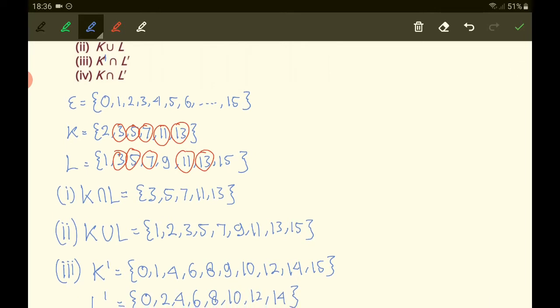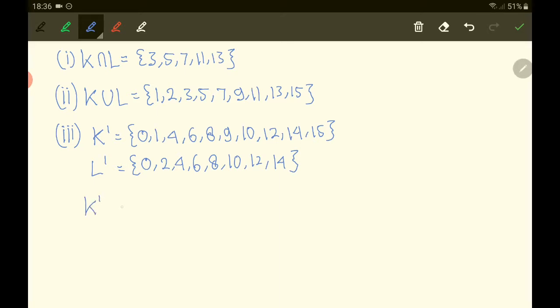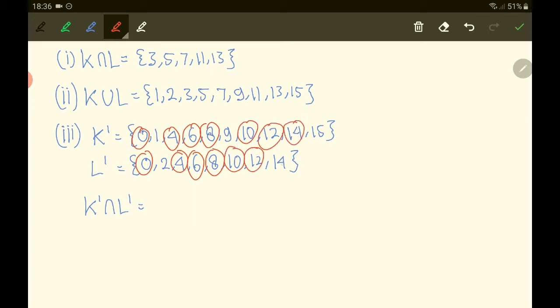So the question in the third one is K complement intersect with L complement. So we try to find the common element. Here we have 0, 4, and then 6, 8, and then we got 10, 12, and then 14. So we can write here 0, 4, 6, 8, 10, 12, and 14. Okay, so this is K complement intersect with L complement.